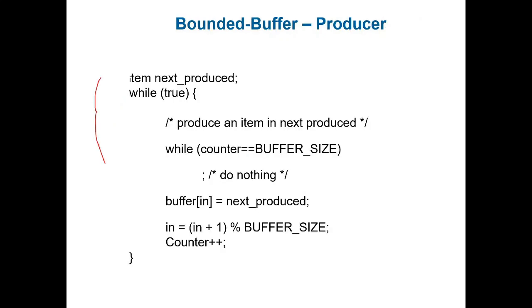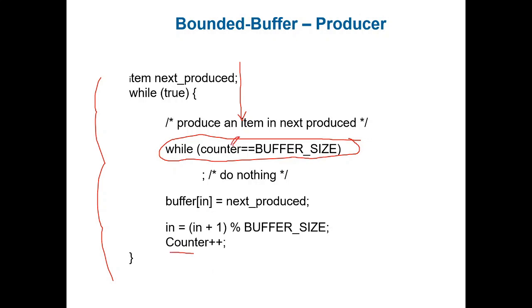So this is the algorithm for the producer. Now when the producer wants to add data to a slot, it is going to enter into the loop, and first it is going to check the while loop here. Now this counter variable is very important here, because it is shared by both producer and consumer. So this counter variable will tell how many elements are currently available in the buffer.